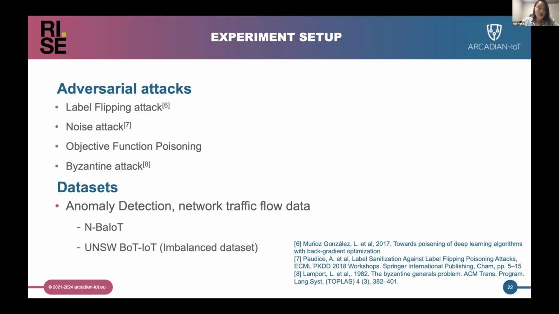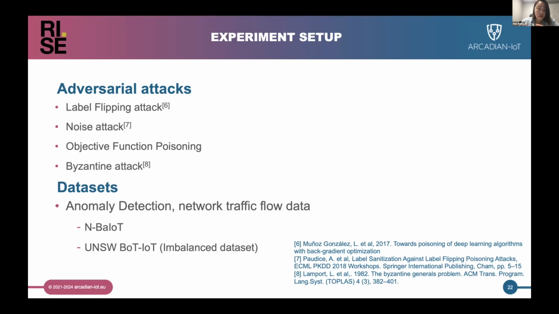They add the noise to the data. It's quite naive. The objective function poisoning attack is something we developed in this work, where we reverse the objective function from minimizing loss to maximizing loss. And we have the Byzantine attack. It is quite powerful, and many papers have discussed Byzantine-robust federated learning aggregation.